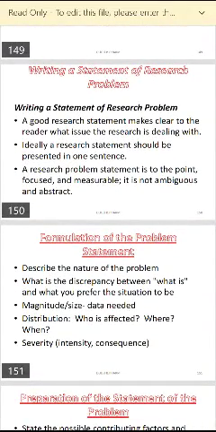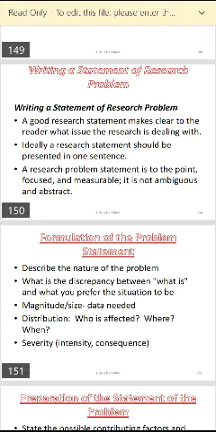Let's come to writing a statement of research problem. For example, you have that academic guess on ground and you think that you can do something on that. Then you come to the fact you have to write the statement of the problem. What is the statement of the problem? We say a good researcher or a good research statement makes clear to the reader what issue the research is dealing with. Ideally, a research statement should be presented in one sentence. A research problem statement is to the point, focused, and measurable.